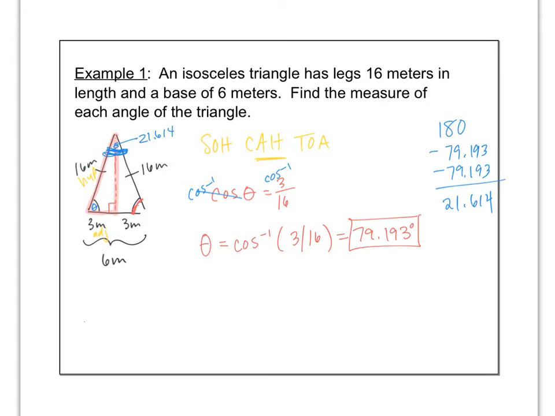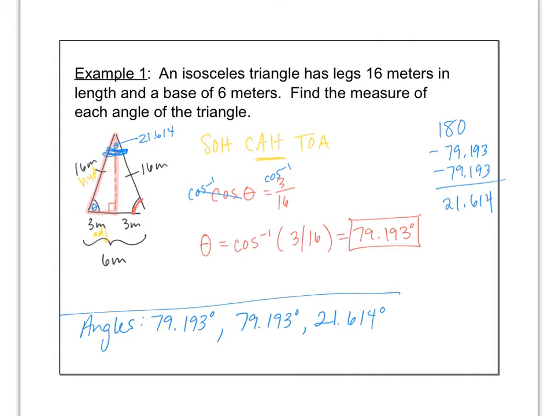So just to conclude here, the angles in this triangle are 79.193 degrees, 79.193 degrees, and at the top 21.614 degrees. You could double check this and make sure they add up to 180 just to be sure.